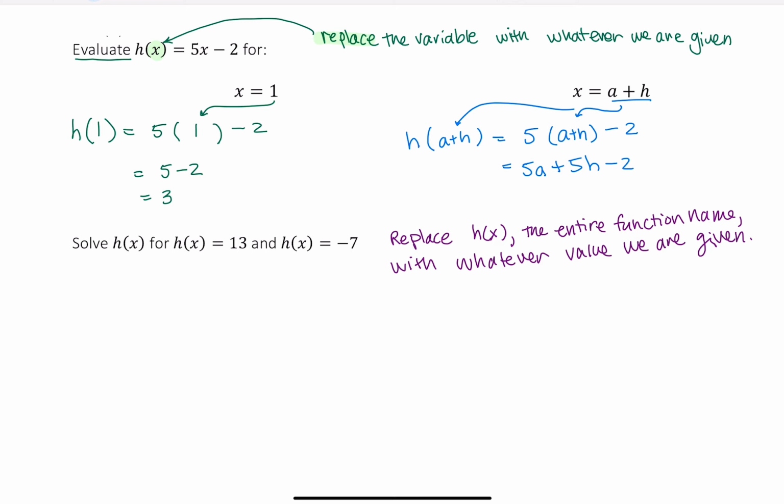Okay, so let's go ahead and do this one first. So h of x equals 13. So I'm going to write h of x equals 5x minus 2. I'm going to replace this h of x. And I'll go ahead and highlight it just to make it very clear. So this is what we're replacing. Replace h of x. That's what we're replacing. Let's go ahead and replace that. I'm going to replace it with a 13, and then everything else stays the same.